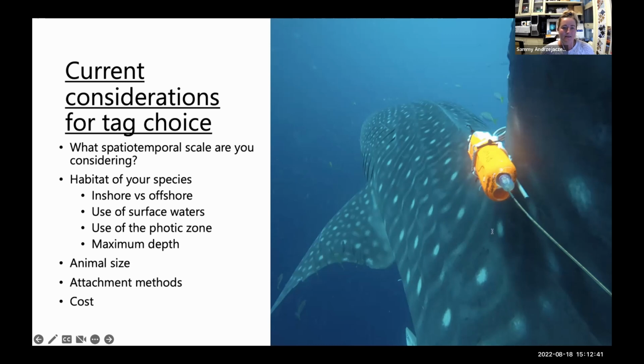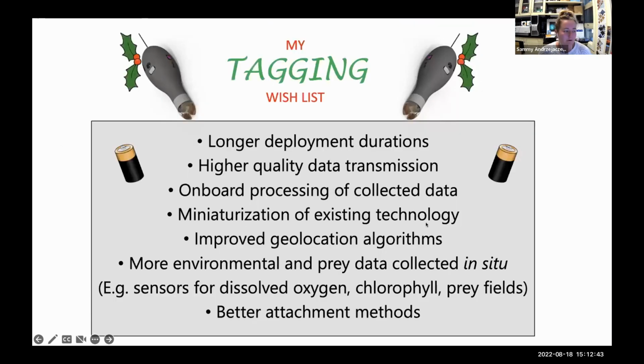And next slide. So what would I want if I could have it all? I'd ideally want all these sensors on a small tag that go out for a year and then transmit all the information back to me. But that's not going to happen anytime soon. So ideally, what are some of the things I'd want? Longer deployment durations and better data transmission. And I think we're really limited by batteries at the moment for those things.